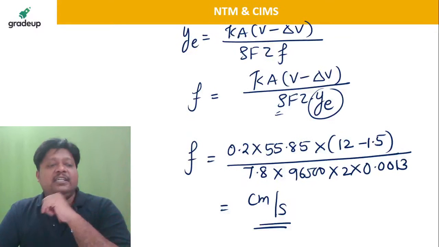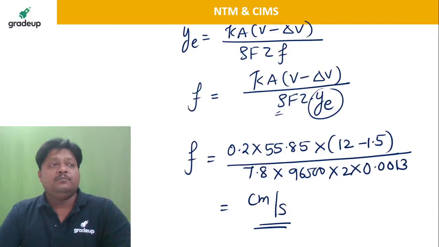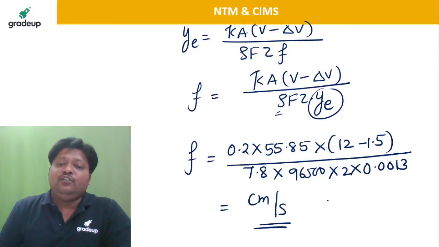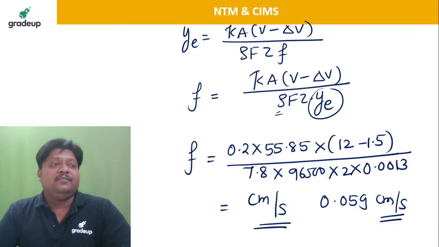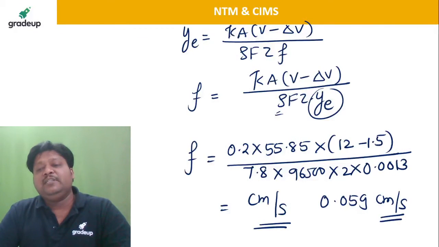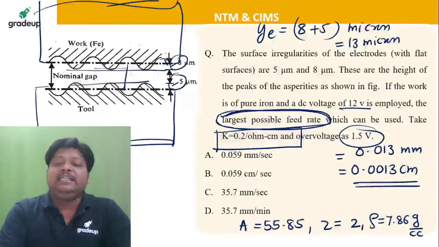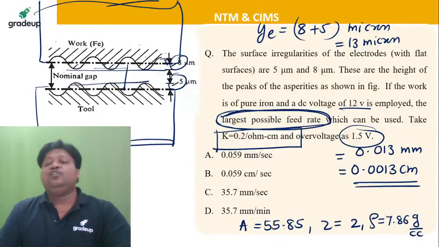How much is the answer? Please let me know. 0.059, very good, Achilles. 0.059 centimeter per second. Okay, let us check the options.